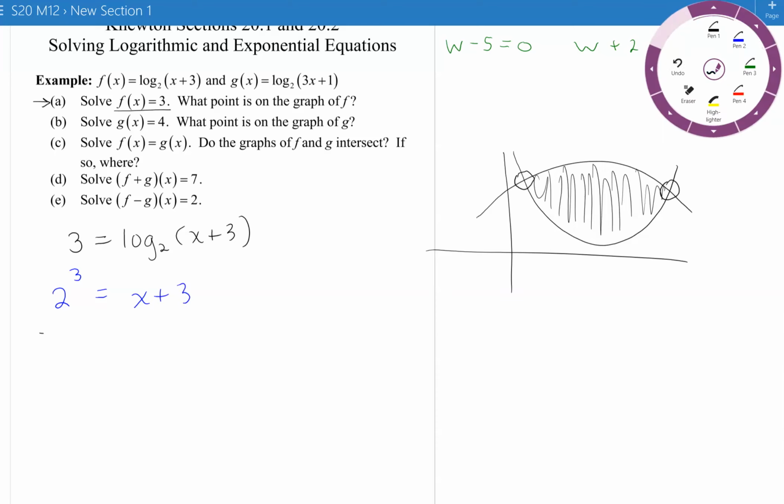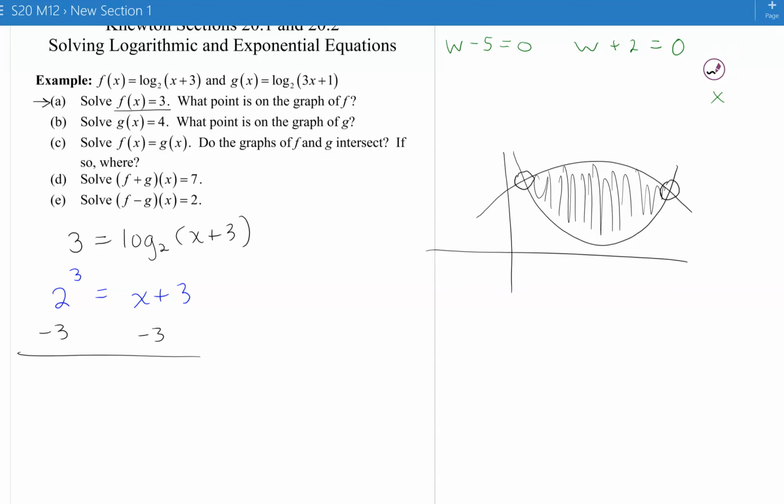And then subtract 3 from both sides and get 5 equals x. So the point (5, 3) is a point on the graph. When x is 5, then y is 3. So that was A.